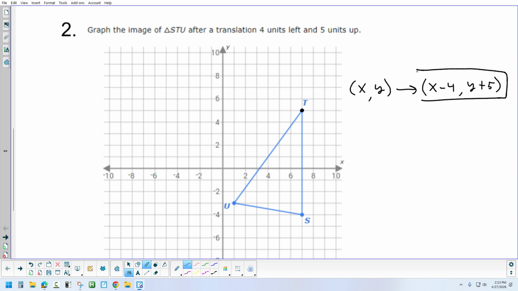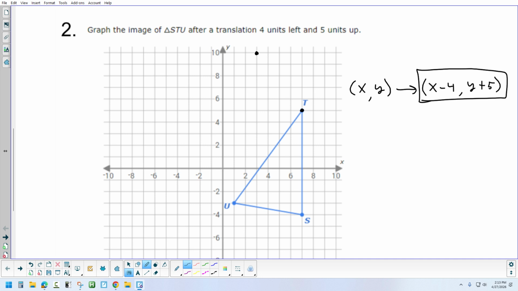This right here, that's called a rule. It explains what's happening. The x values are all going to decrease by 4, and the y values are going to increase by 5. Okay, let's do it. So bring all the x values to the left, 1, 2, 3, 4, and make the y values go 5 up. 1, 2, 3, 4, 5.